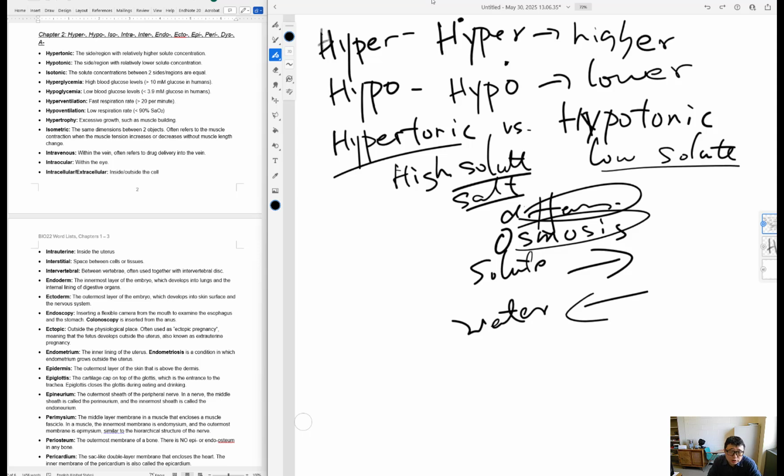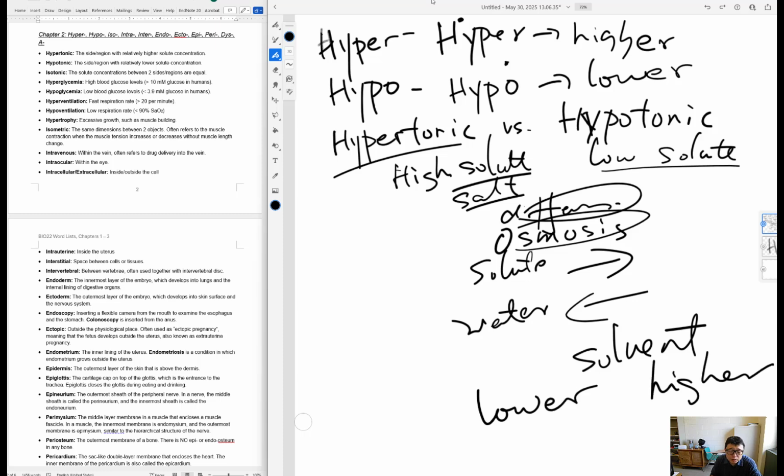But when you're talking about the solvent, because water is called the solvent, the solvent concentration is lower on the hypertonic side and higher on the hypotonic side. That's why water comes from the hypotonic side to the hypertonic side. And iso always means equal. If you've heard of isotope, isotope means the atoms have the same number of protons. And isotonic means these two sides of a membrane or two solutions have the same solute concentration.